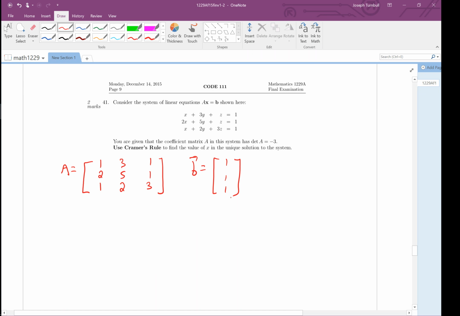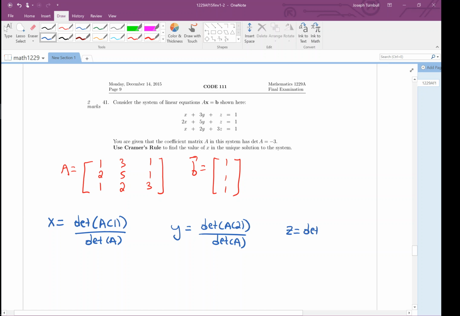Cramer's rule says that the solution x is equal to the determinant, not the solution vector, just the first component of the solution. X is equal to the determinant of the replacement matrix A1 over the determinant of A. That y is equal to the determinant of A2 over the determinant of A. I'll write down what the replacement matrix is in a moment. And z is the determinant of A3 over the determinant of A.